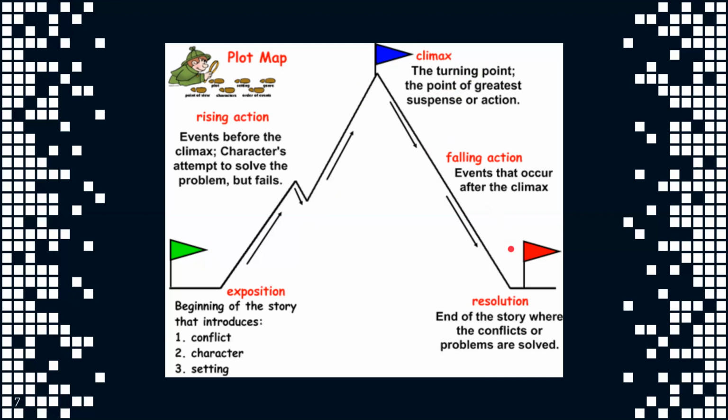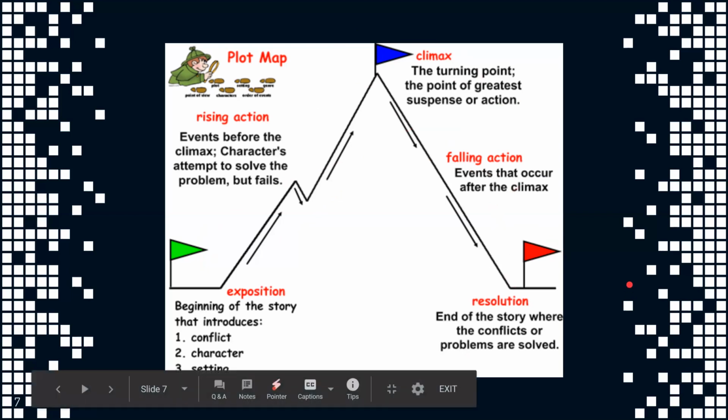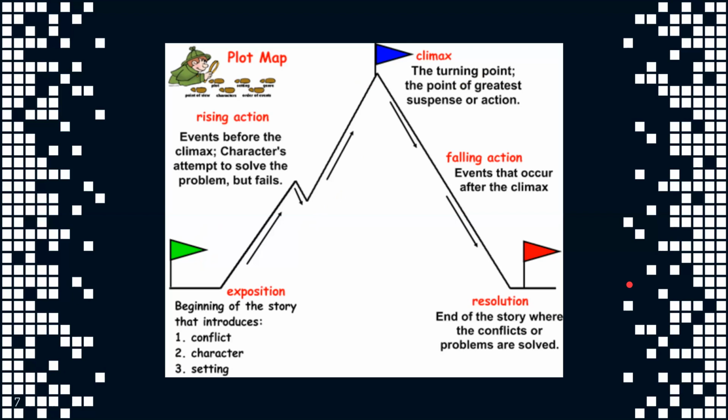Then we have the falling action. It's the events that occur after the climax. They're usually more chill, they're usually more calm than the rising action and the climax, and then they fall towards the resolution, which is the end of the story where all the conflicts and problems are solved.